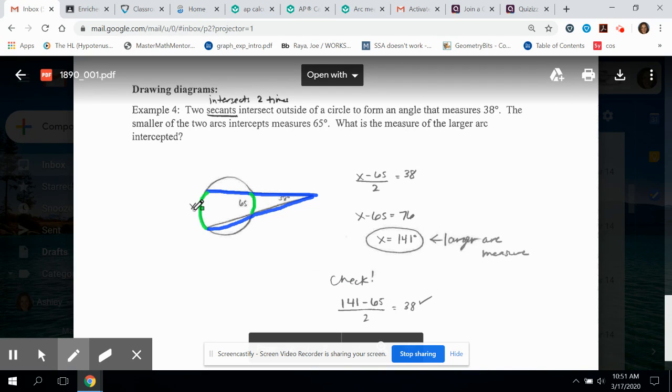You take the larger arc minus the smaller arc, divide by 2, and that now equals this random exterior angle that we don't have a name for. So in terms of solving this, a lot of you like to put this over 1, cross multiply. You would get x minus 65 equals 76. Add over the 65, and there's your larger arc. Remember, you can always do a quick check. Go back through and say, if this arc is 141 minus 65, divided by 2, I'll get 38.